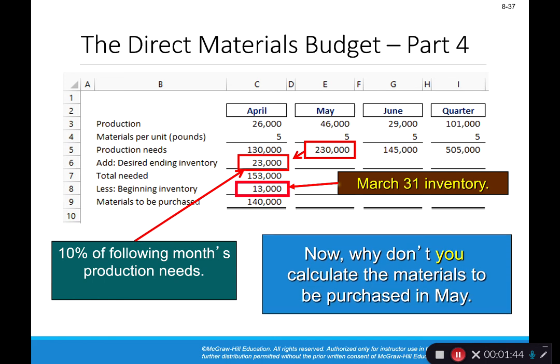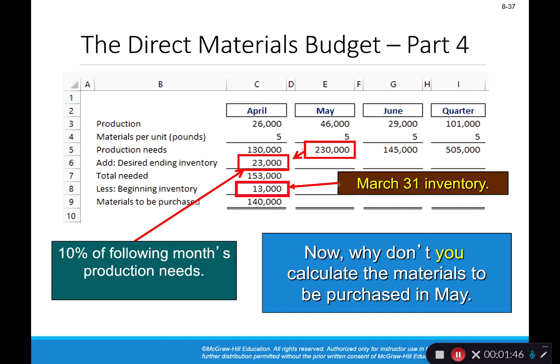So 10% of 230,000 rather is 23,000. And then the beginning inventory comes from the previous month's ending. So they told us March 31 inventory was 13,000. Again, if they didn't give us that number, we can always get the beginning by looking at the current month's production. So we have April production needs is 130,000 pounds. That's for April. Times the 10% is where that 13,000 March 31 number comes from.